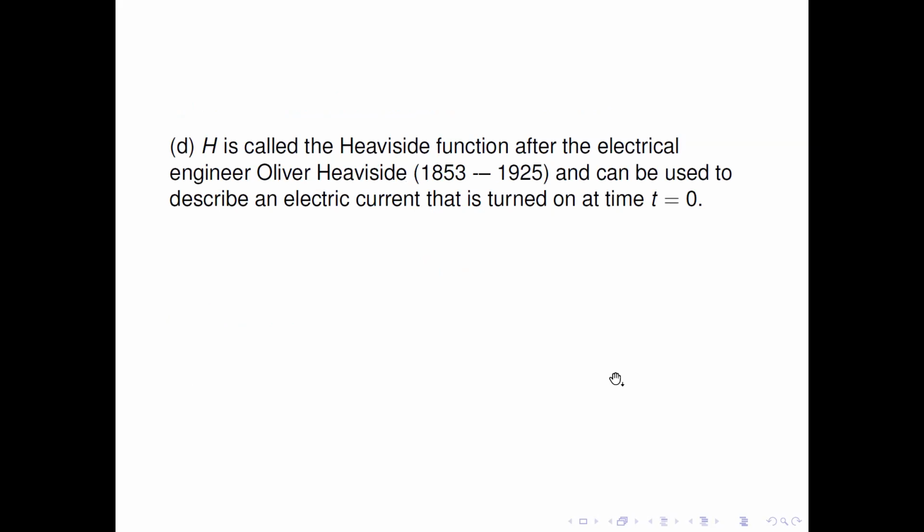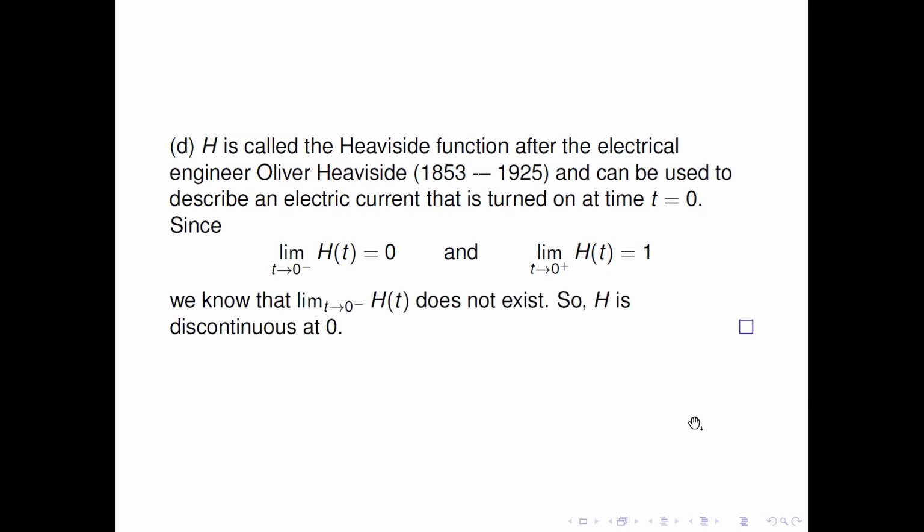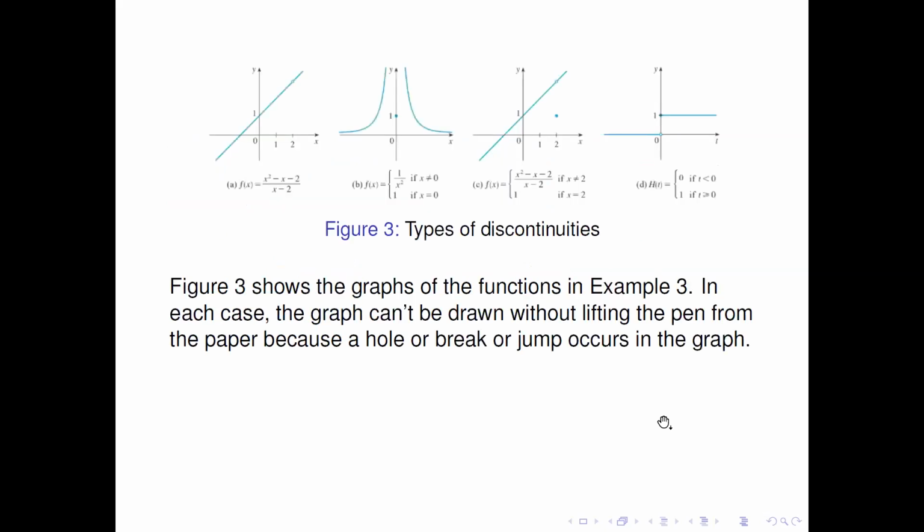That last function, h, is called the Heaviside function. It's named after the electrical engineer Oliver Heaviside. And it's usually used to model an electric current that is turned on at time t equal to 0. We'll see in a minute, we'll see graphs of these functions. And so the limit as t approaches 0 from below of h of t is 0, and the limit as t approaches 0 from above of the Heaviside function is 1. And again, the limit at 0 can't exist because the limit from the left does not equal the limit from the right. And so the Heaviside function is discontinuous at 0.